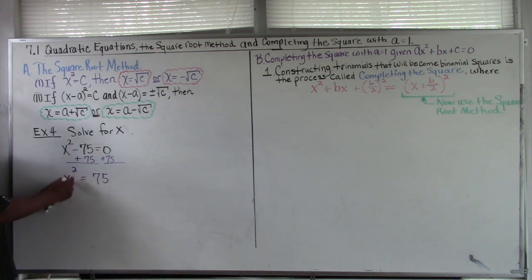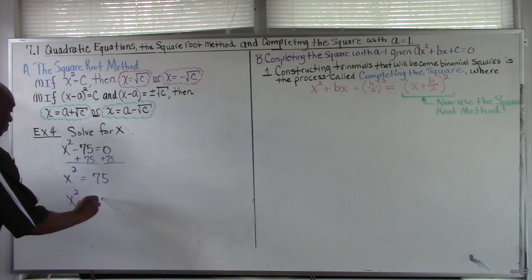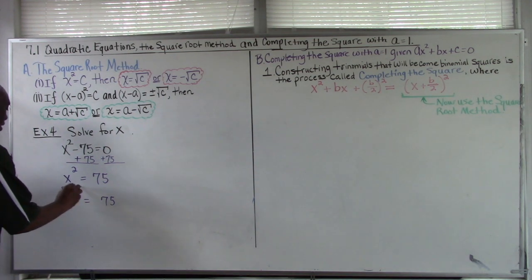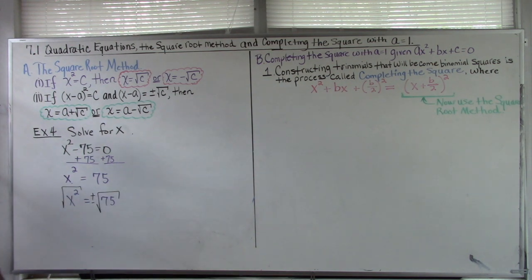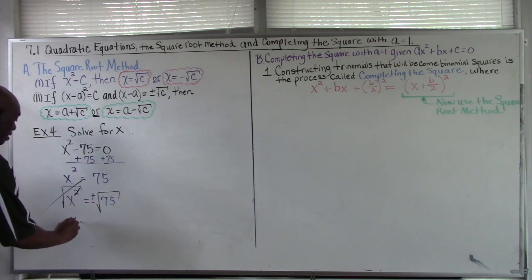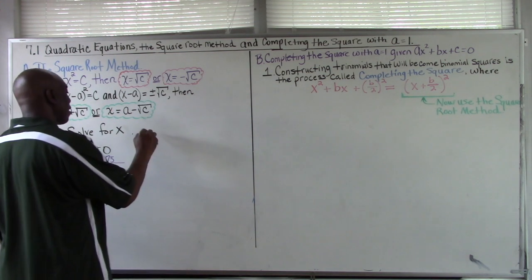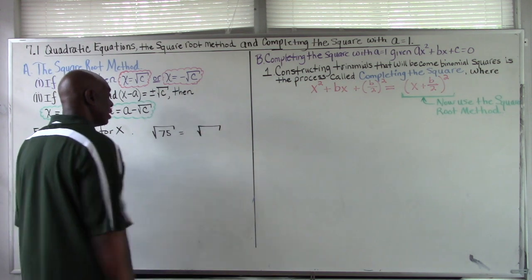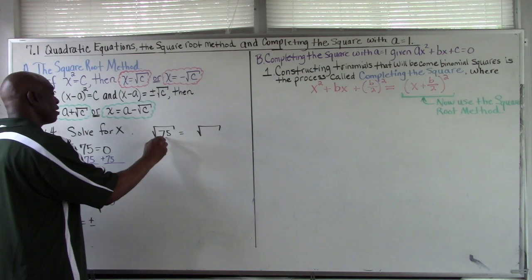I've isolated x squared by itself, so now write it again. Square root both sides. Square root of x squared equals plus or minus the square root of 75. The square root and the square cancel, so I have x equals plus or minus. What's the square root of 75? Break it down. What goes in? What goes out? Let's break it down to prime numbers and see.